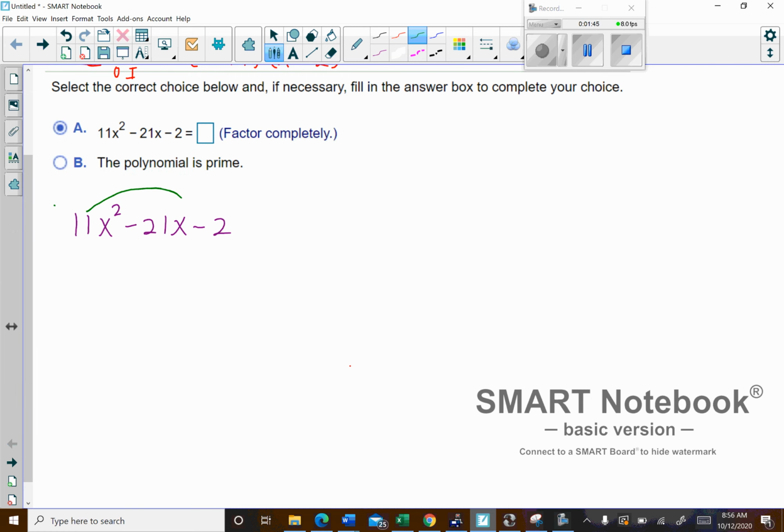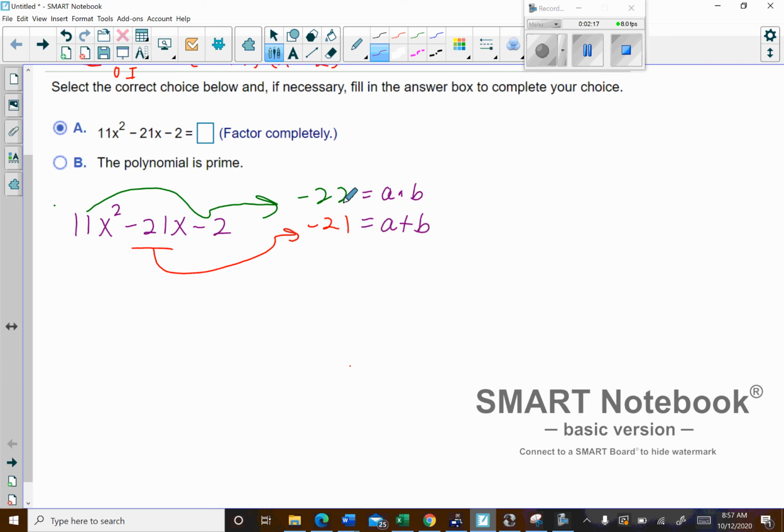So what you want to do is multiply the outside edges, the 11 times -2, which is -22. That's step one. That's not too bad. Okay, step two is you take the middle number, put it right here. And then what I'm looking for is two numbers. We'll call them A and B, where they multiply to give me -22, but those numbers also add to give me -21.